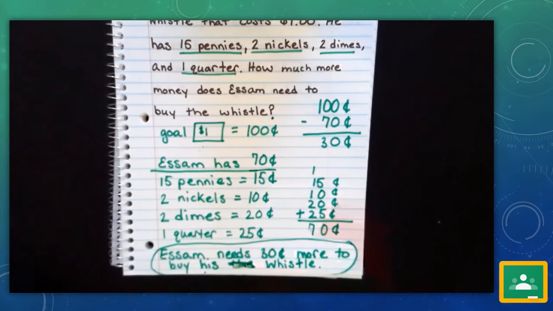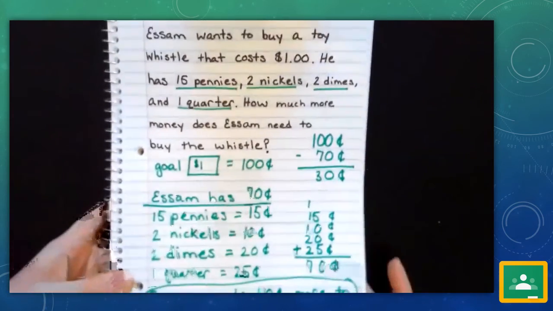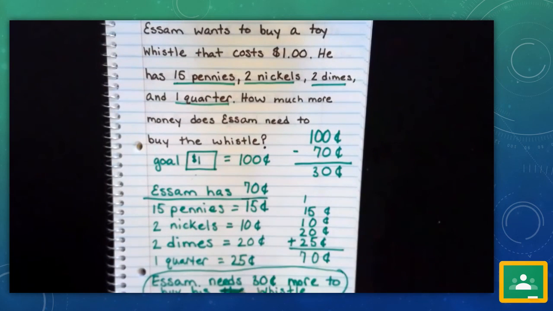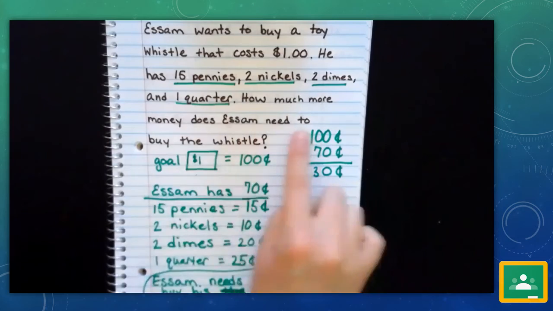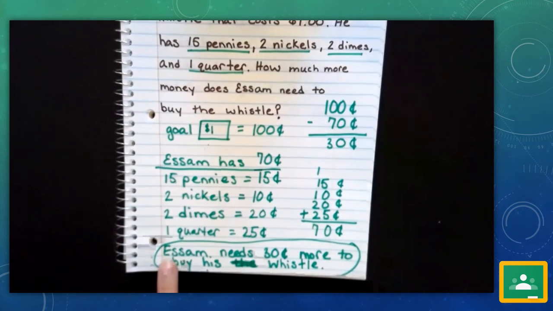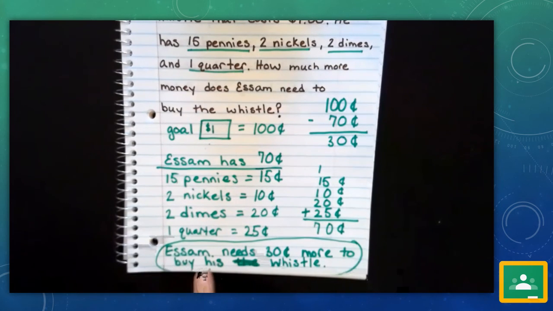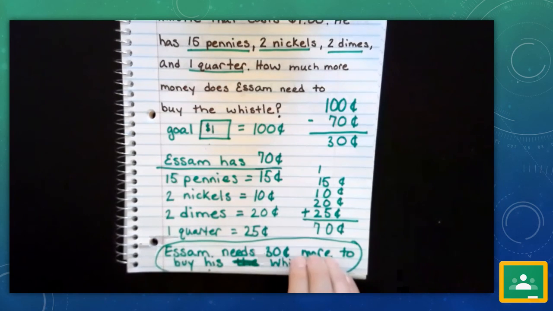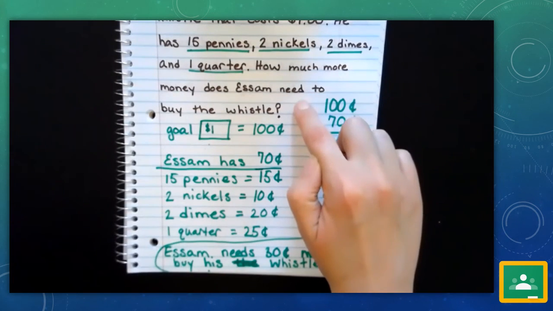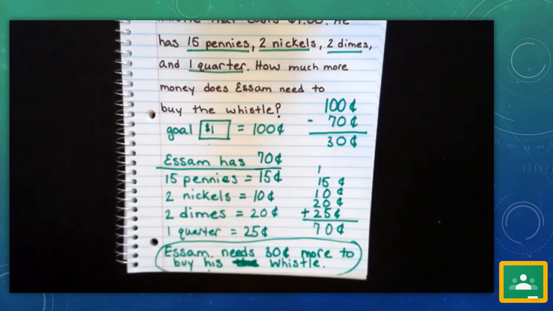Okay? So as you're doing your work today, remember, read, understand your problem, notice all of the important information that's going to help you, make a model, write equations, solve for the question. Okay, and once you've solved, check your work and write a sentence that answers the question. Restate the question. Isam needs 30 cents more to buy his whistle. I got that information from the question that I was being asked, okay? So see if you can do that today.